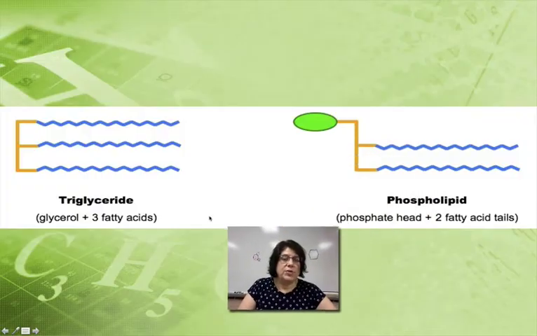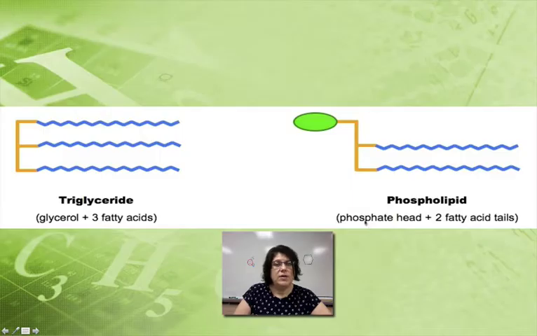Here's a comparison between a triglyceride and a phospholipid. You can see that their structure is very much the same. The only difference is that we're having the phosphate head here, which changes the properties of a phospholipid.